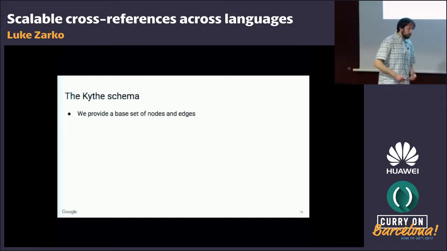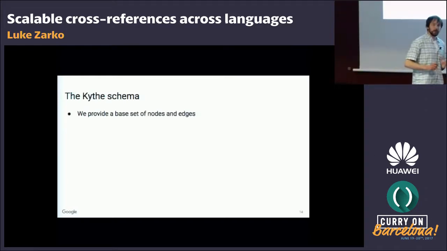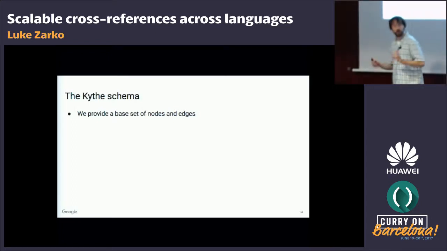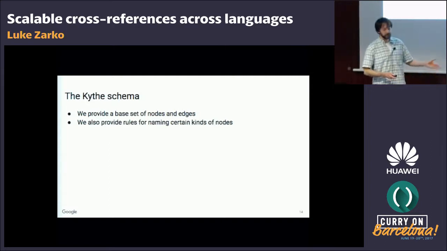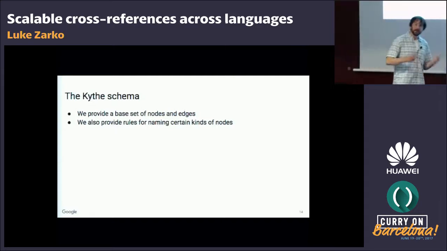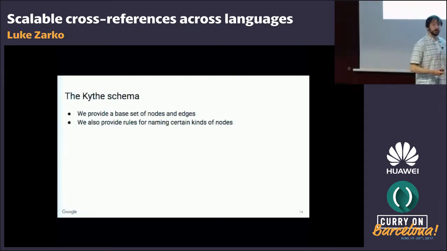So once you get your names right, and that's probably the hardest part of integrating with the system, you have to start describing the relationships and the particular nodes that you've generated. So what we do is we provide a base set of nodes and edges in the Kythe schema. We also provide rules for naming certain kinds of nodes, right? So if indexers are allowed to come up with their own names for things, and really they are, and we say this should be a part of the implementation of the indexer and it shouldn't be public, you have to be able to get in the graph somehow.